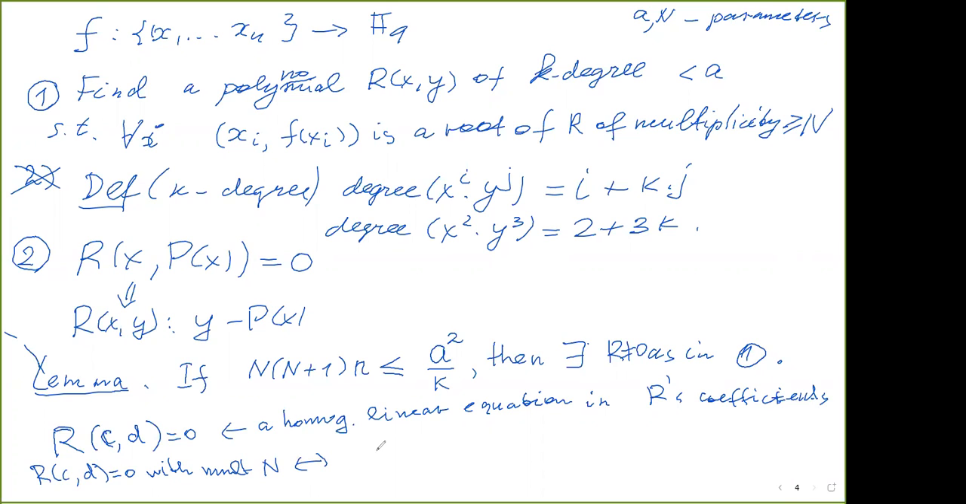By definition, that means that R of (X plus C, Y plus D) has no monomials of degree strictly less than capital N. And again, this can be expressed as a system of homogeneous linear equations, because if we rewrite this in terms of coefficients, then the coefficients of all monomials like xy, x, or y will be expressed as linear combinations of R's coefficients. Let's see it in an example.